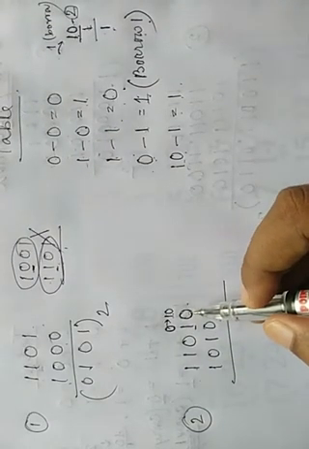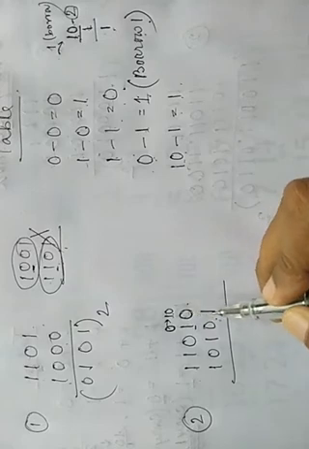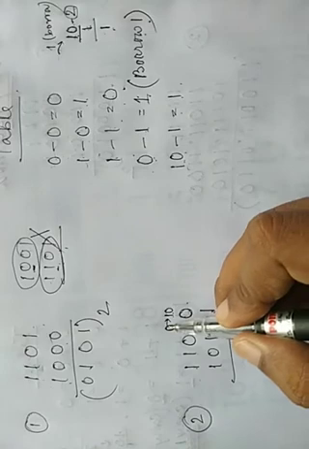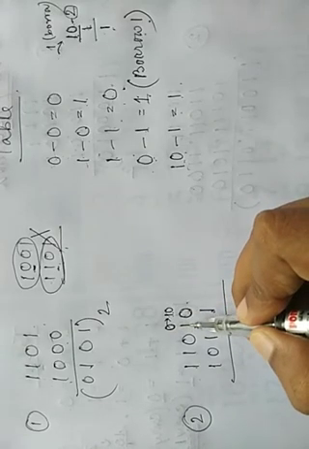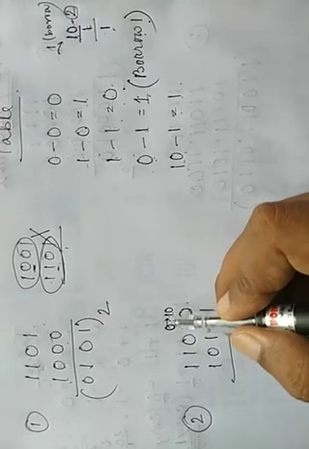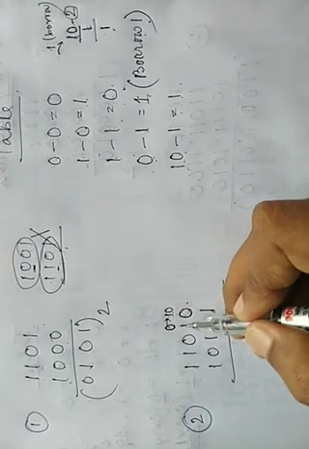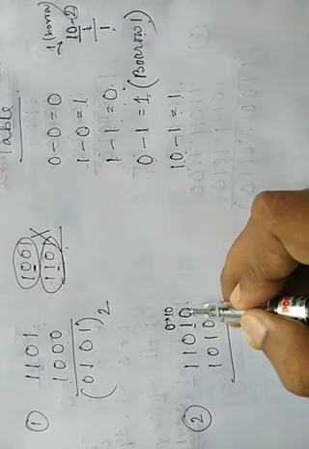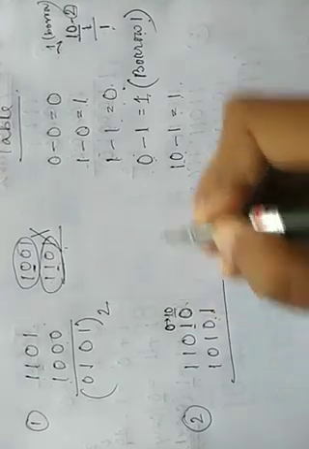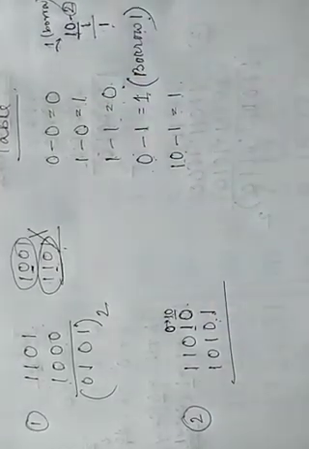Again I am repeating, whenever we have to subtract 1 from 0, we have to borrow 1 from its previous 1. If there is 1 in its previous digit, then we have to borrow from it. Whenever we borrow 1 from this, as 1 is taken from 1, it becomes 0 and the 0 becomes 10. Clear?